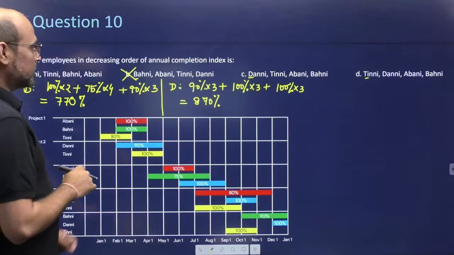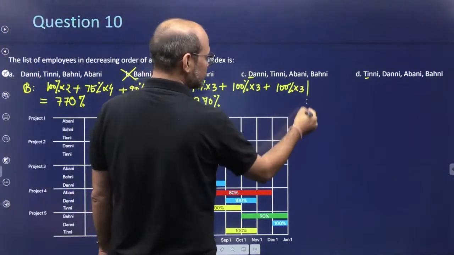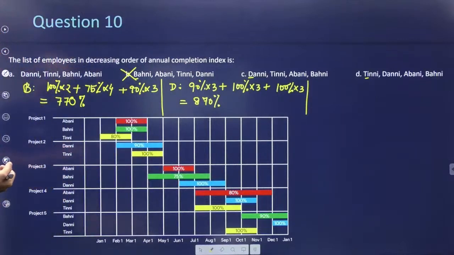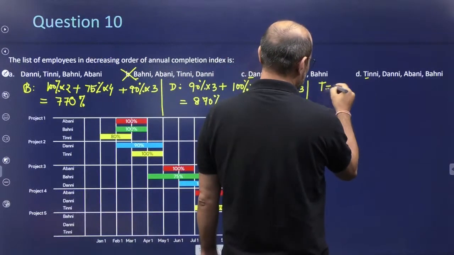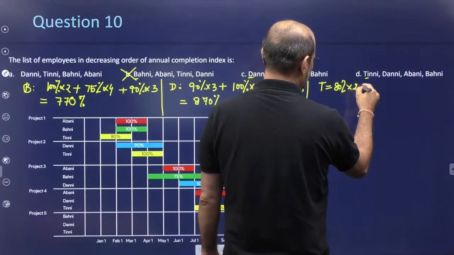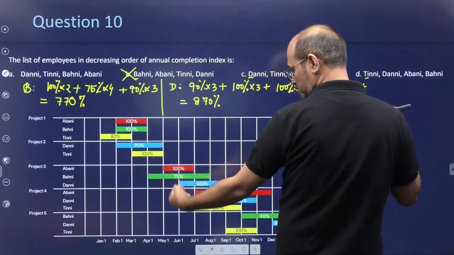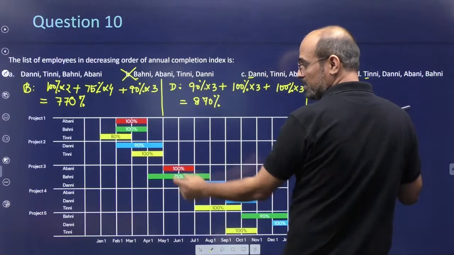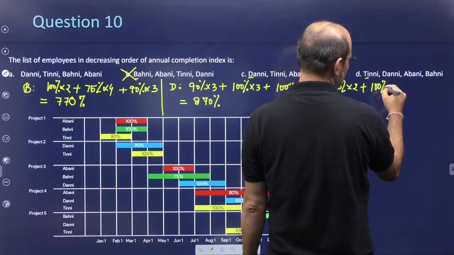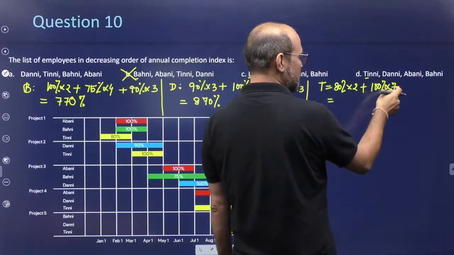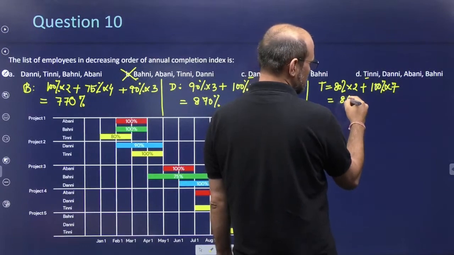ठीक है? Now let's calculate for T. Okay, should we calculate for T here? Let's calculate T. If we calculate T, this is going to give us 80% into 2. Okay, the yellow one. 100% into 2 plus 100% into 3 plus 100% into 2, right? So 100% 1 month, 2 month, 3, 4, 5, 6, 7. So this is 100% into 7 months, which will give us, this is 700 plus 160, which is 860%.